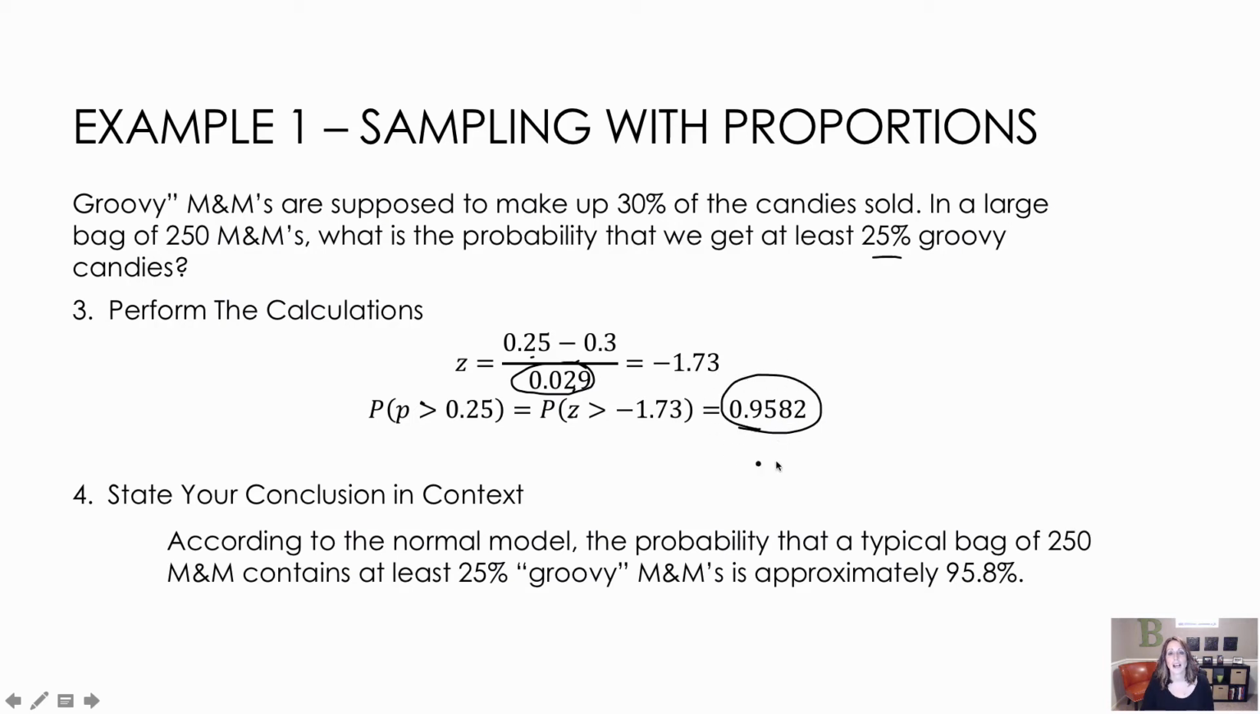So again, to find this value, I'm either using my calculator or I'm using the StatCrunch capability in the normal calculator. I'm not going to show you that again, but you can feel free to pop over to StatCrunch and double check my answer. And then state the conclusion in context. According to the normal model, the probability that a typical bag of 250 M&Ms contains at least 25% Groovy M&Ms is approximately 95.8%. So we feel fairly certain that we'll get at least 25% Groovy candies if we're expected to get 30.